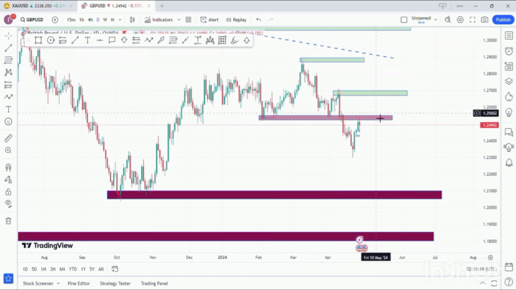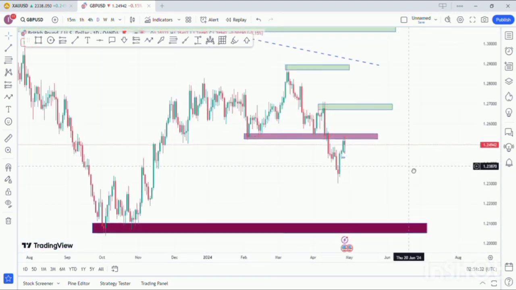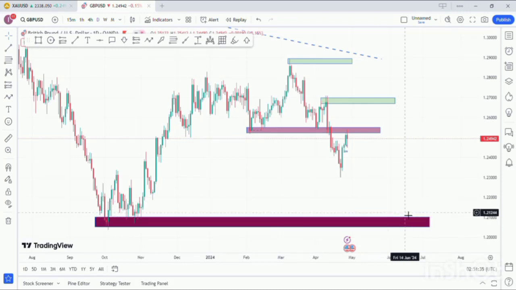For this week, we're going to be looking at a few other zones that we're expecting price to either break out from, or probably respect and then continue its movement. So for this week, one of the zones we are going to be looking out for is this support zone right here, and the resistance zone right here.